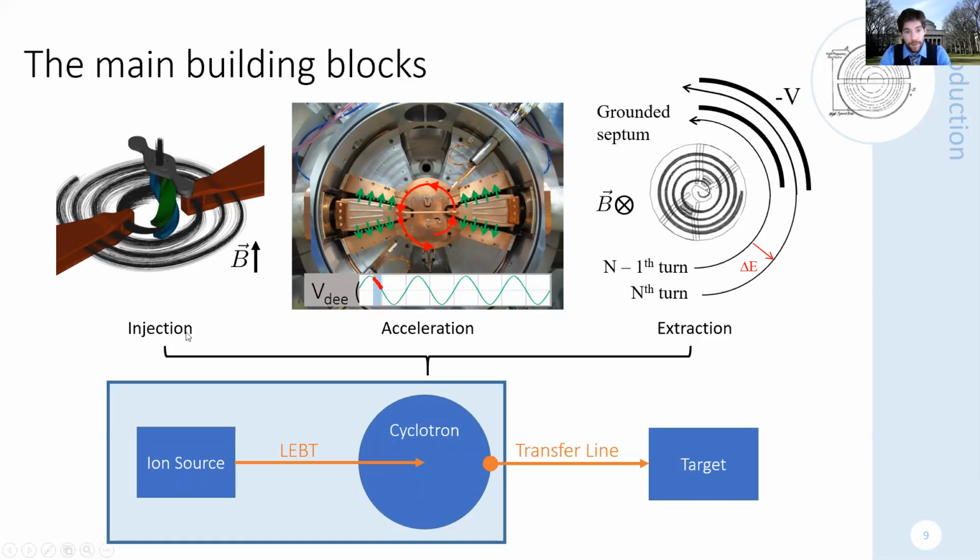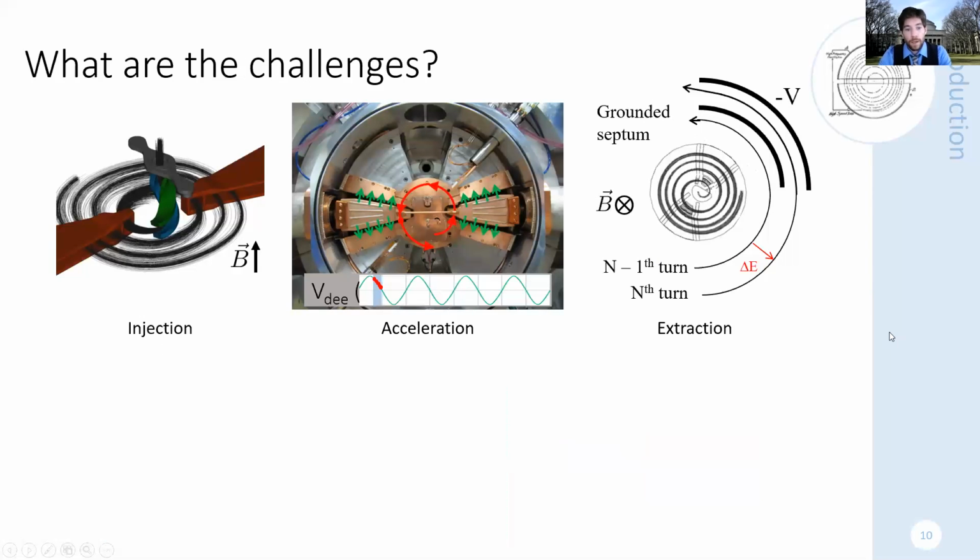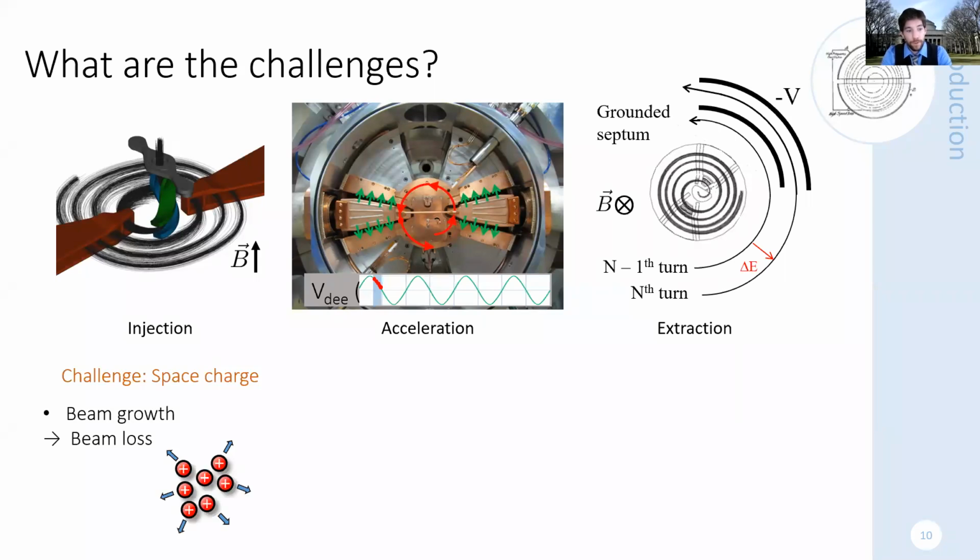So we have these three main components: injection, acceleration, and extraction. Now, what are the challenges? Why can't we just say, okay, commercial cyclotrons do 1 milliamp, we want 10, so let's just inject more beam? Well, the problem is mostly space charge.